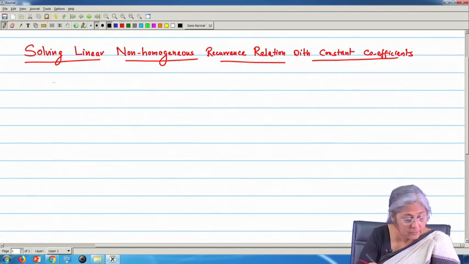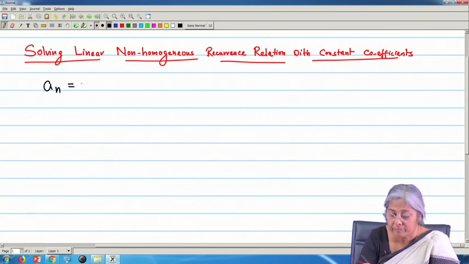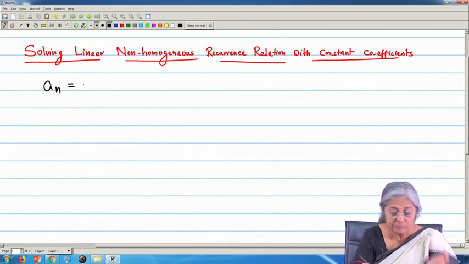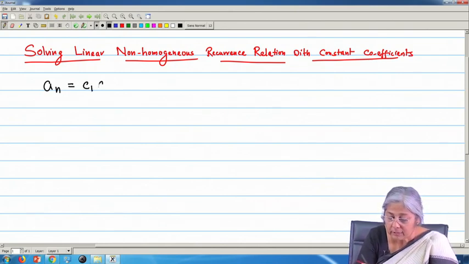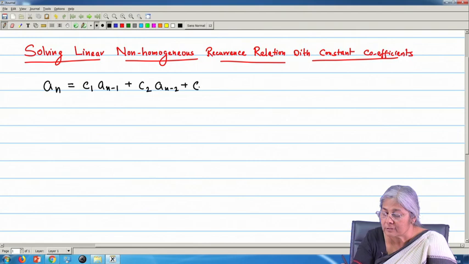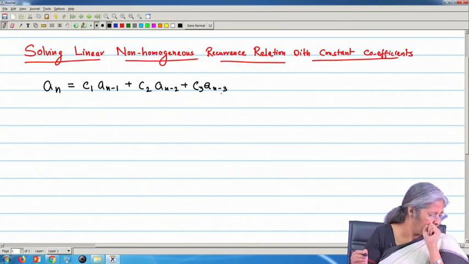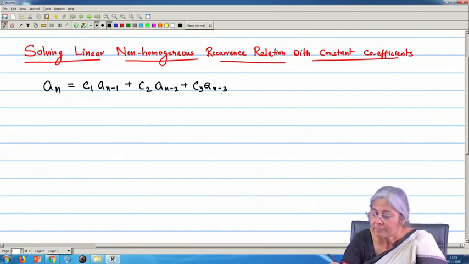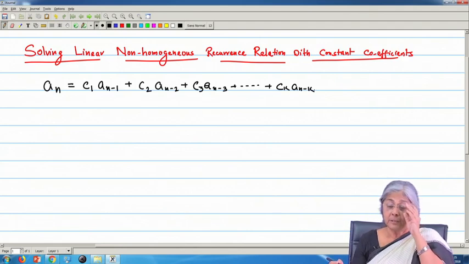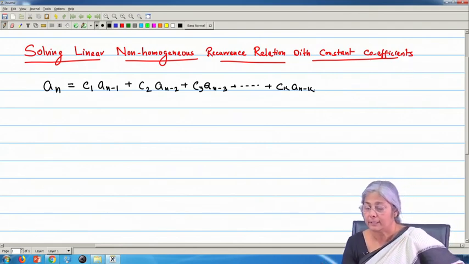If I remember, my linear homogeneous recurrence relation was a n is C1 a n minus 1 plus C2 a n minus 2, C3 a n minus 3, and if it is of order k, then C k a n minus k. This is my linear homogeneous recurrence relation.